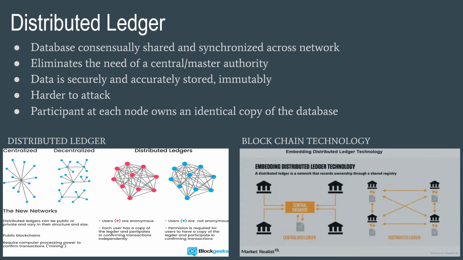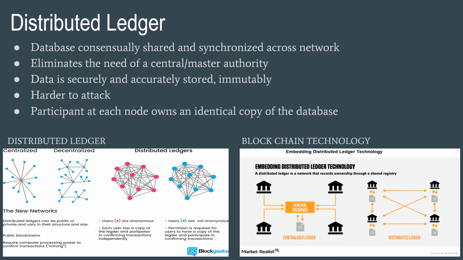Looking at the figures, the first figure of distributed ledger shows the difference between distributed ledgers and centralized or decentralized networks. This means that if one node in distributed ledgers is down, then none of the other nodes are affected, which is not the case in centralized or decentralized.